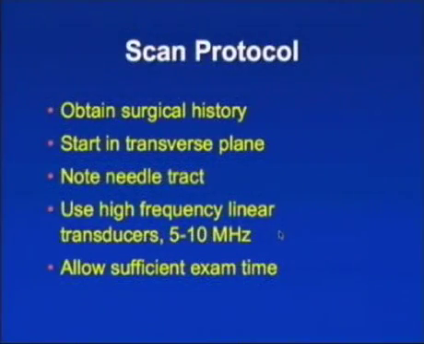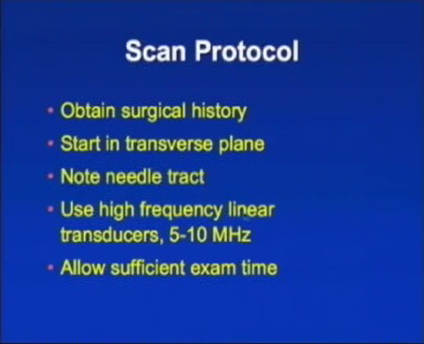The scan protocol, after we obtain the surgical history, is to start out in the transverse plane. You can also note the needle tracks along the arm to help you guide the course of the graft or the vein fistula. I might mention too that once the fistulas and the grafts are created, there's high volume in all of these. It becomes more difficult to distinguish an artery from a vein, so following needle tracks is useful to determine the course of the vein.